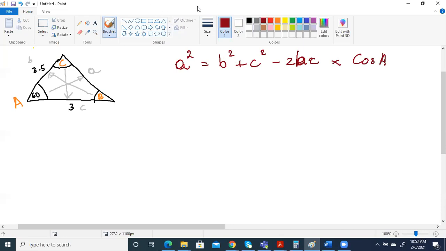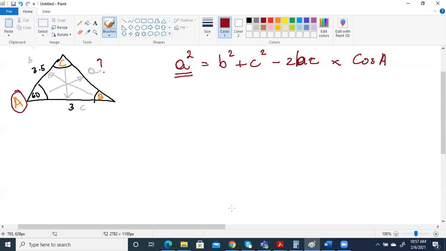So if we look, we need to make sure that if we're going to use this formula, we have 2 sides that we can use. As you can see, we have 2 sides here. We can call this B and this C, 3.5 and 3. So we have that, and we have an angle, which is A. This angle is A here, which means that using this formula, we can find out this side, which is A.